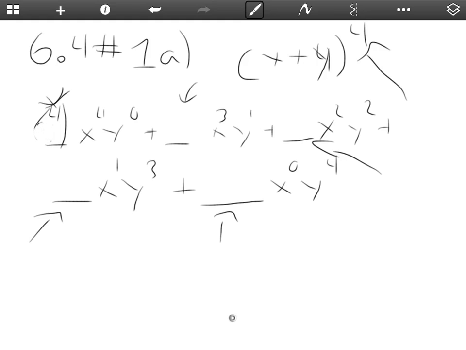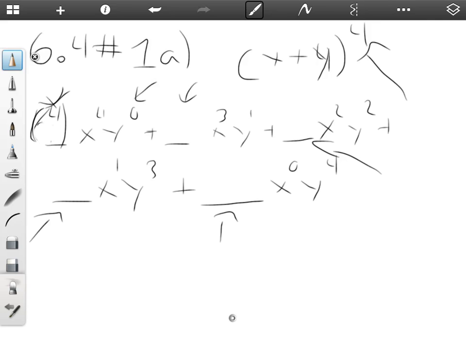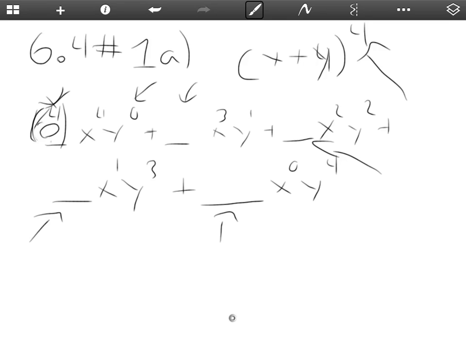Basically, when your y exponent is 0, you're going to take a choice from 0 possibilities. That's really hard to say. But you have 0 possibilities for y, so you're going to do 4 choose 0. And you're going to do the same thing for the other terms. When y is 1, you're going to do 4 choose 1.